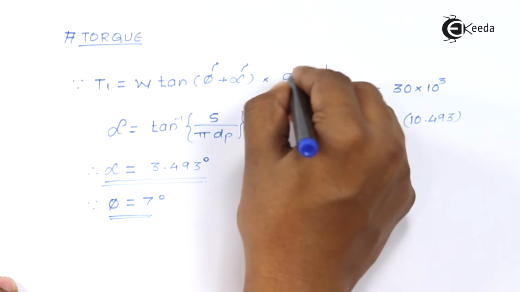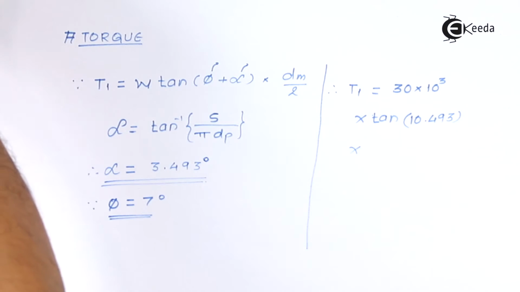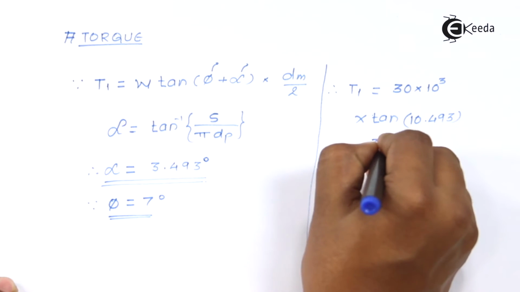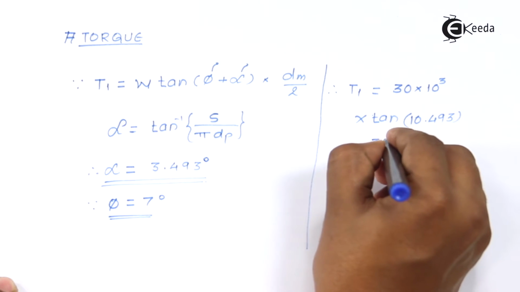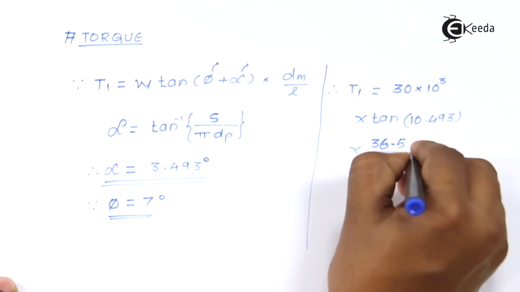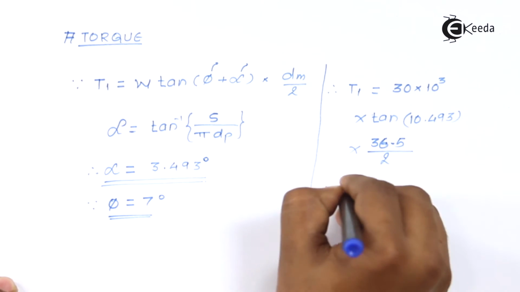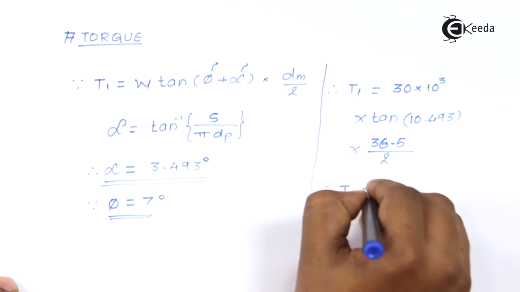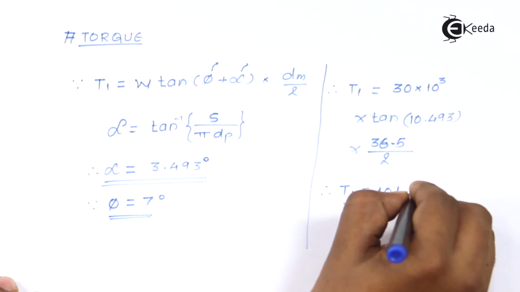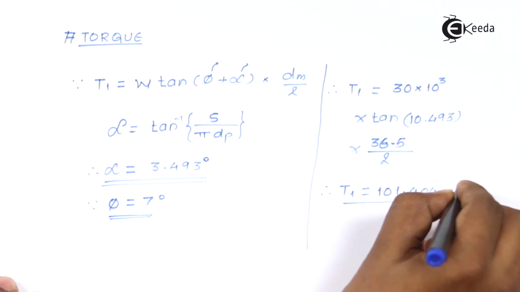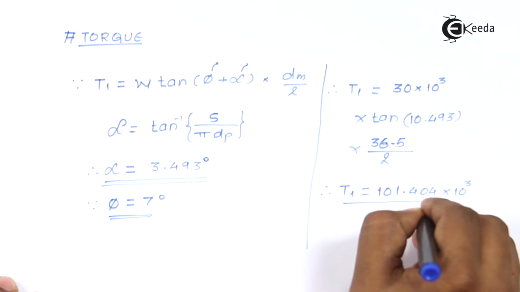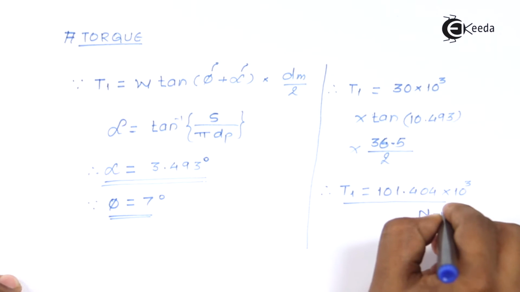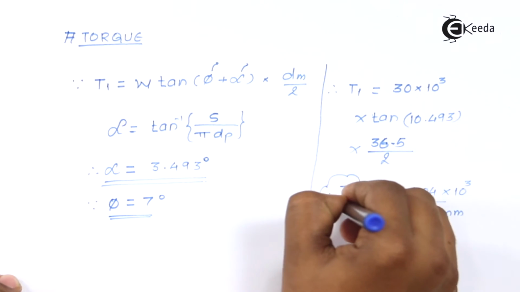into the mean diameter that we have found out. The mean diameter that we have was 34.55. Sorry, it was 36.5, which we had figured out, divided by 2. So upon calculating this, we'll get the value of T1 equals somewhere around 101.404 into 10 raised to 3, and of course the unit, since we are following the basic SI unit, becomes Newton millimeter. So it's the first form of torque that we have found out.